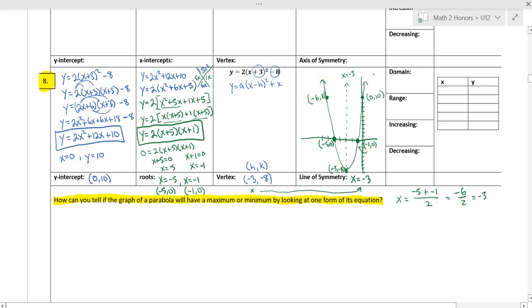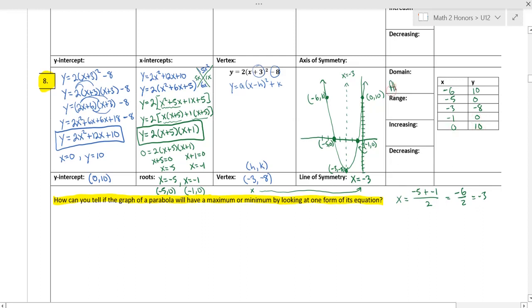I have 5 points. I'll put all those here. So it's (-6, 10), (-5, 0), (-3, -8), (-1, 0), and (0, 10).